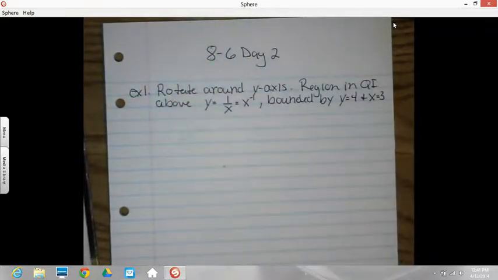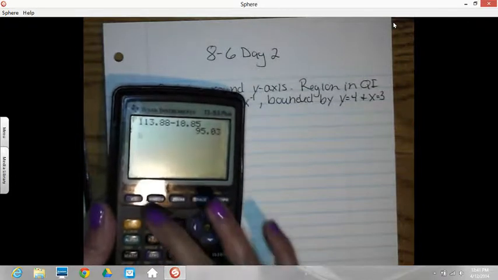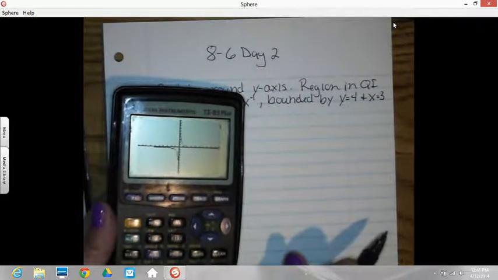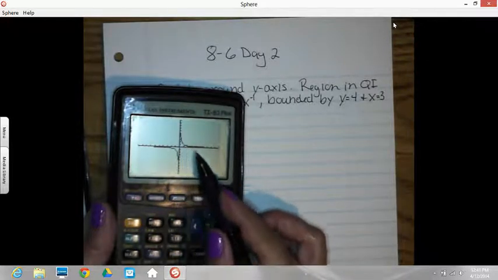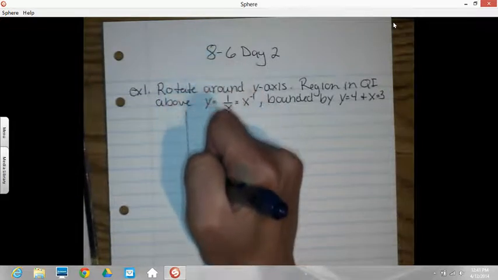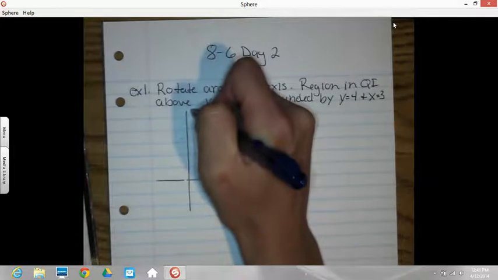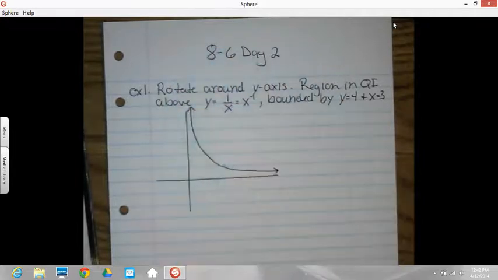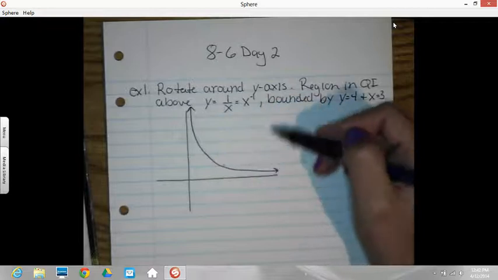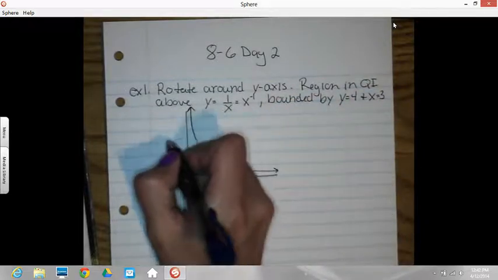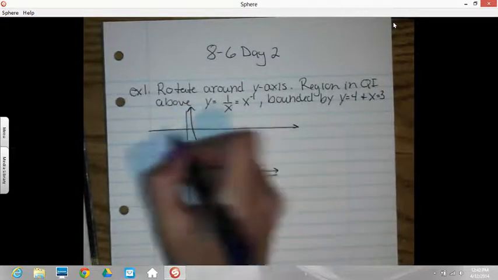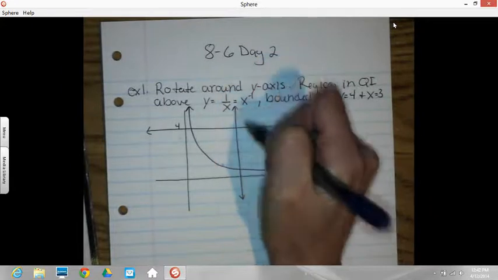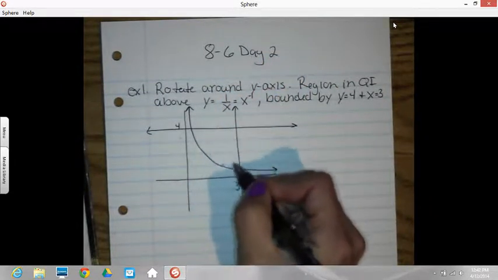So graphing y equals 1 divided by x. And we want the part in quadrant 1, so it came down and did this little thing. It had the y-axis as a vertical asymptote and the x-axis as a horizontal asymptote. So it wanted the region above this graph, bounded by y equals 4, and then the vertical line x equals 3. We're talking about this region right in here, enclosed by all 3 of them.